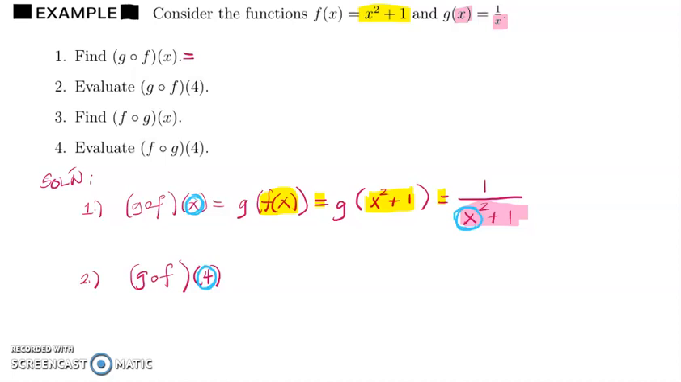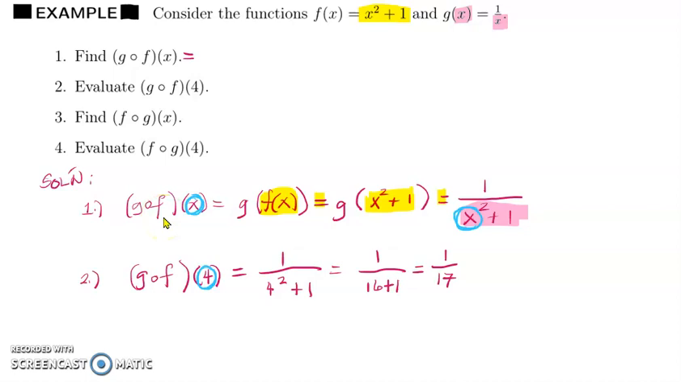Okay, so this is just equal to 1 over, palitan natin yung x ng 4. So 4 squared plus 1, and this is equal to 1 over 4 squared is 16. Okay, plus 1, and this is just equal to 1 over 17. Okay, so that is now our g dot f of 4.